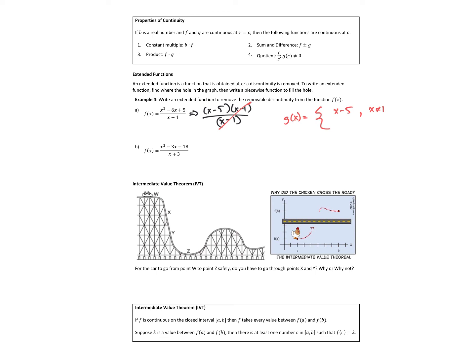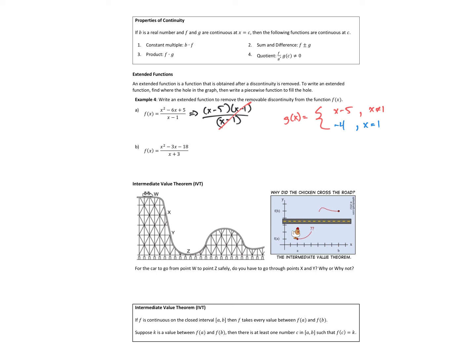Well, at x equals 1, where do I want it filled in to make a continuous function? If I substitute in 1, what will I get? I'll get negative 4. So now I want negative 4 when x does equal 1. You follow me? So that is my extended piecewise function to not make my original function break. Does that make sense? So now I'd have a continuous function.